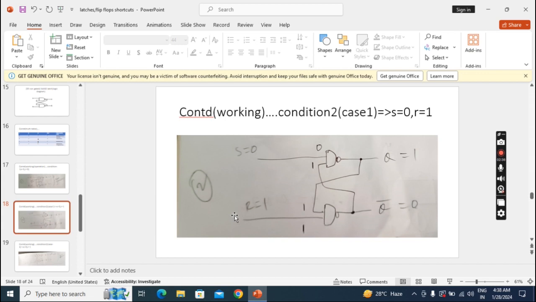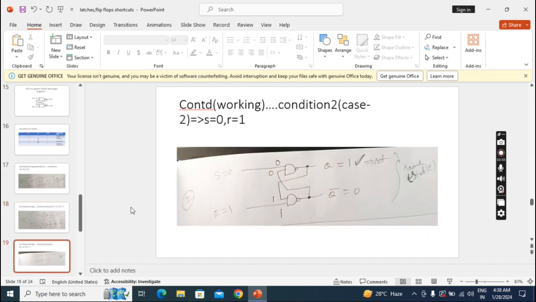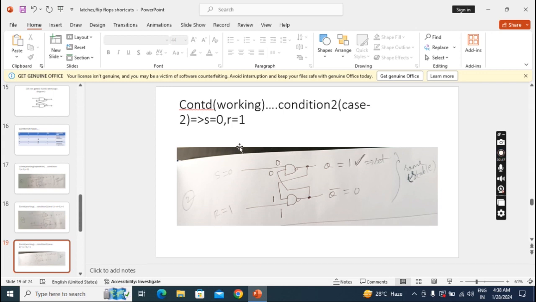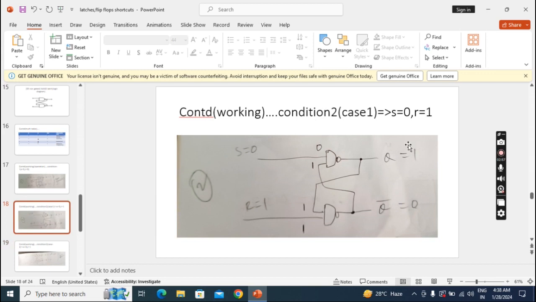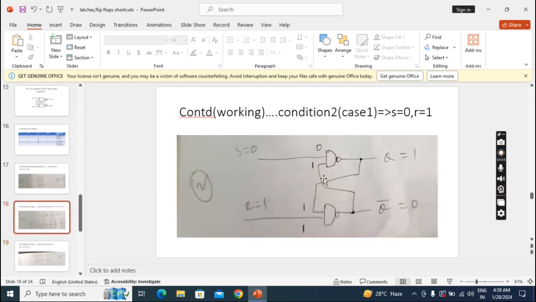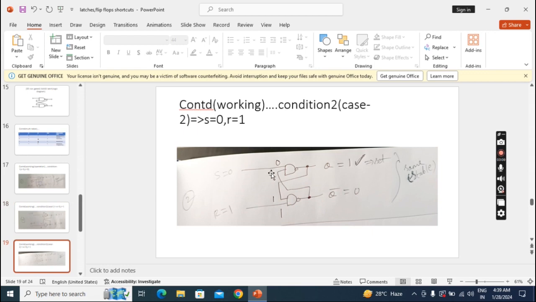Okay. So in the next case, this is the second condition only, but the second case will feed back the case 1 values. Then we'll check whether it is stable output or not. See here, second condition, case 2, also my S0 R1 only. I feed back the previous values. What are the previous values? Q1. This Q1 will come here, and this Q0 will go to the top.